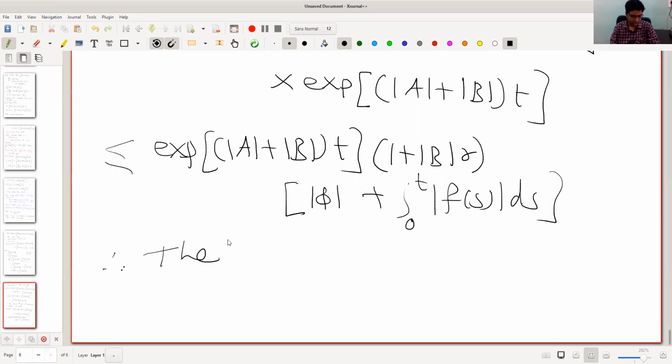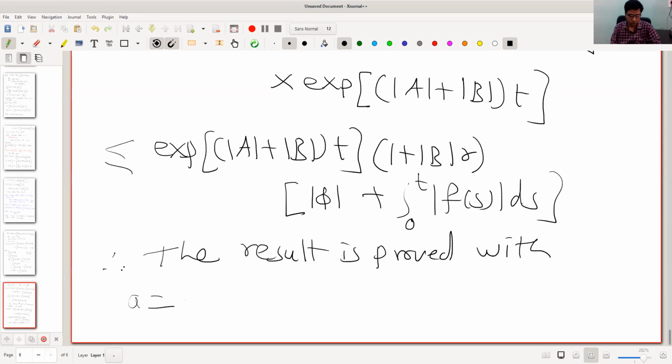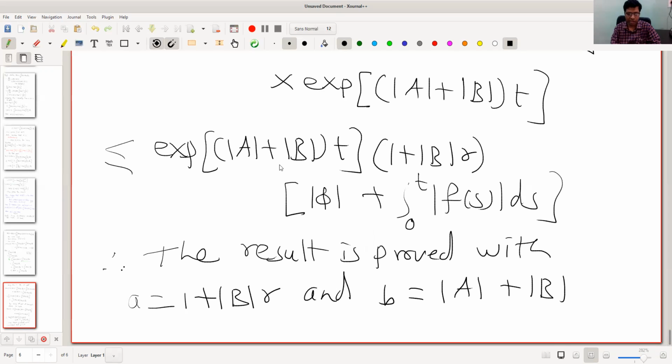Therefore the result is proved with a equal to 1 plus mod B into r, a e raised to bt, and b equal to mod A plus mod B. So a e raised to bt into mod phi plus integral mod f. Okay, this proves the result. Thank you.